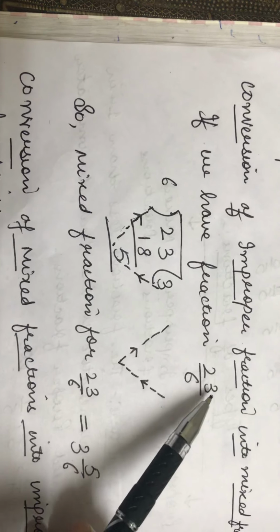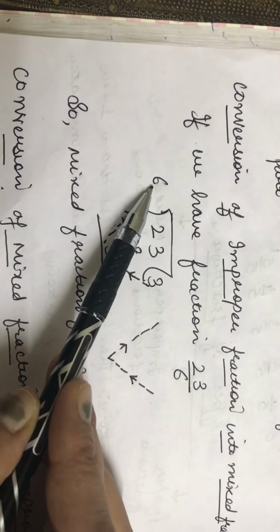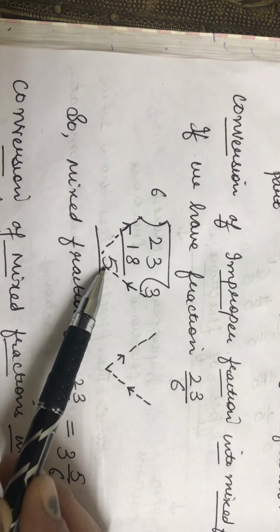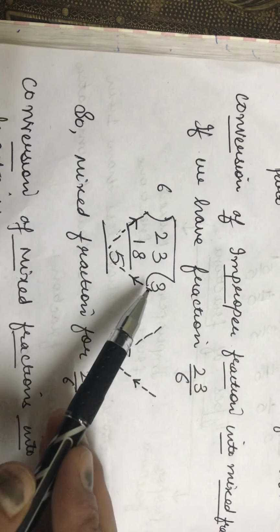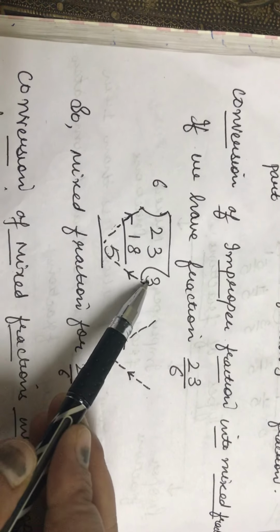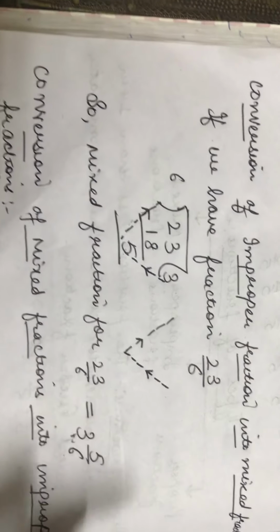If I have the fraction 23 by 6, it is improper, in which numerator is greater than denominator, and I want to convert it into a mixed fraction. So what I will do, I will divide 23 by 6. We know 6 3s are 18 and the remainder is 5. So how will I write the mixed fraction for this? Like this. 3 will be written first, then 5 by 6. 3, 5 by 6.